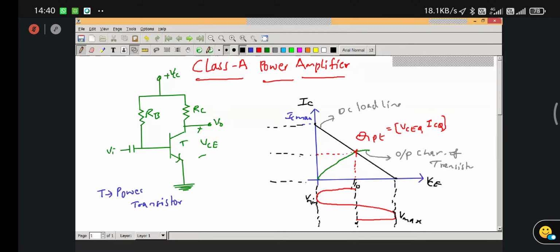We take the time period. This is T. 0, T by 2, T. So for this input voltage waveform, this is the 0 time, this is the T by 2 time, and this is the T time. This is the minimum voltage. There is a negative portion. This is the maximum voltage, right? So now in the output section also we are going to get the sine waveform.